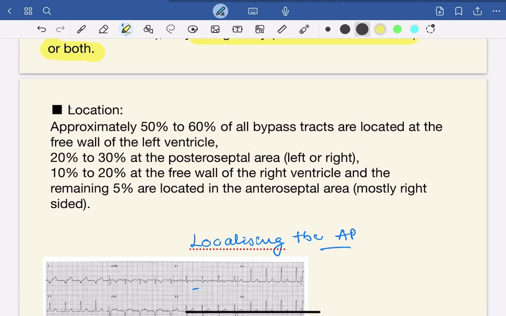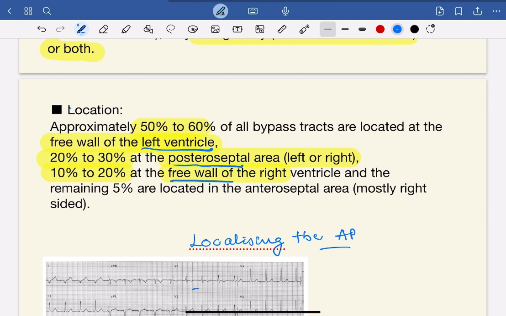Most commonly they are present on the free wall of the left ventricle. That is, 50 to 60% of bypass tracts are present on the left ventricular free wall, and 20 to 30% are present at the posterior septal area, either left or right posterior septal, and 10 to 20% are present on the free wall of the right ventricle. So the free wall of the left ventricle is the most common. Next is posterior septal, next is free wall of the right, and the remaining 5% are located in the anterior septal area. So you have to remember it is the left free wall.